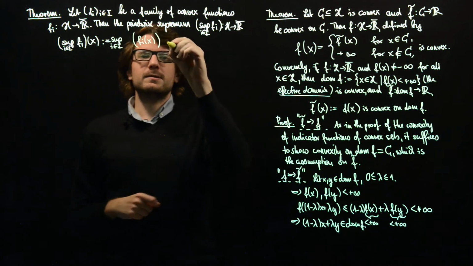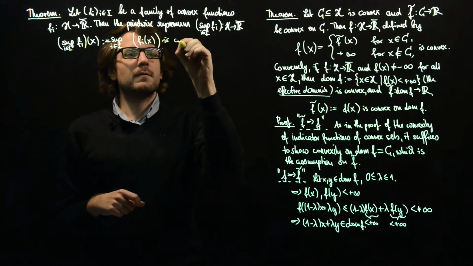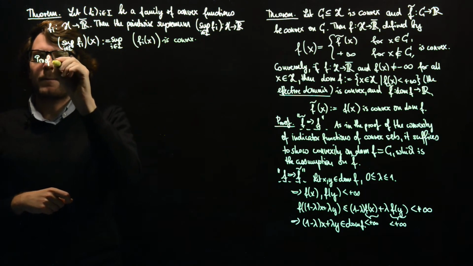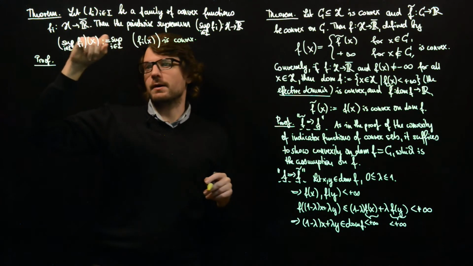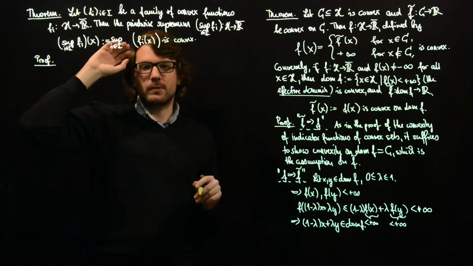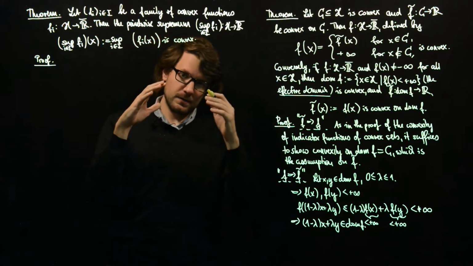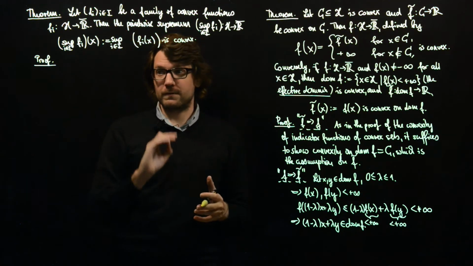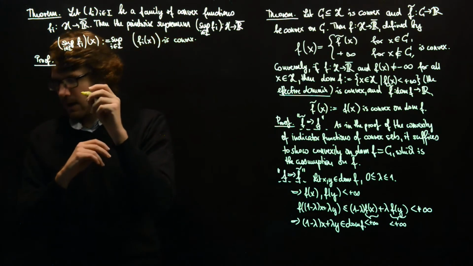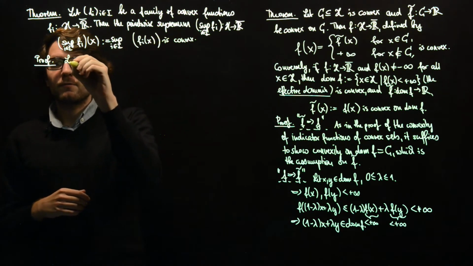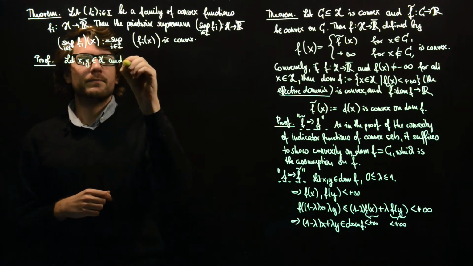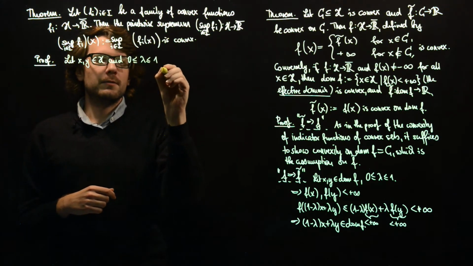And then the pointwise supremum is also convex. Why is that? Notice the similarity, by the way, to convex sets, where we showed that the intersection of an arbitrary family of convex sets is convex. Okay, proof. What we have to prove is convexity. So let x and y be in H, and lambda between 0 and 1.